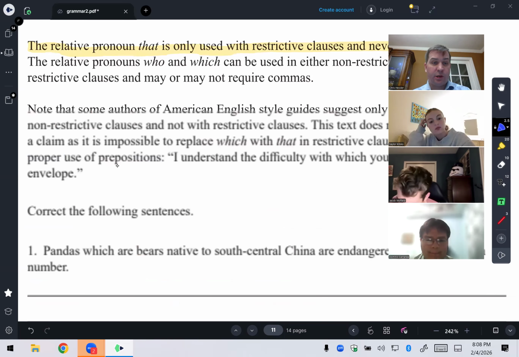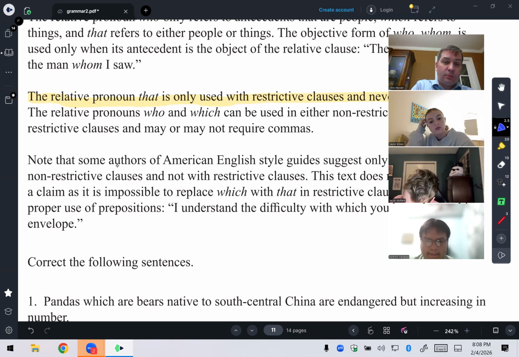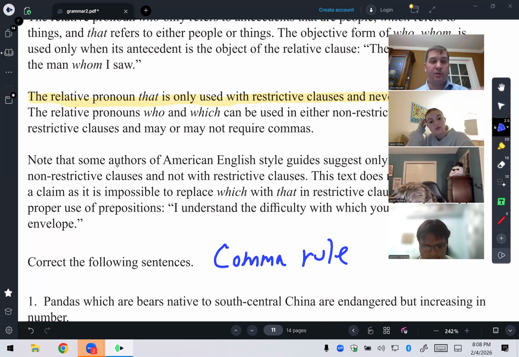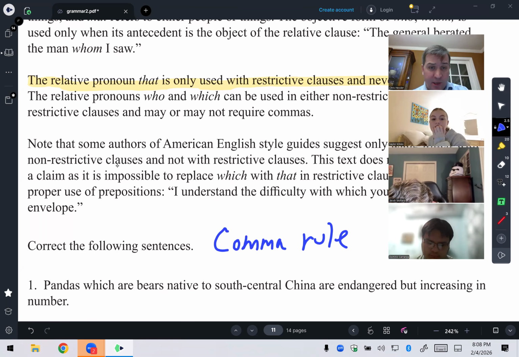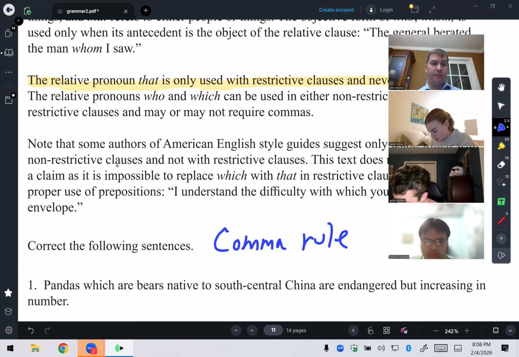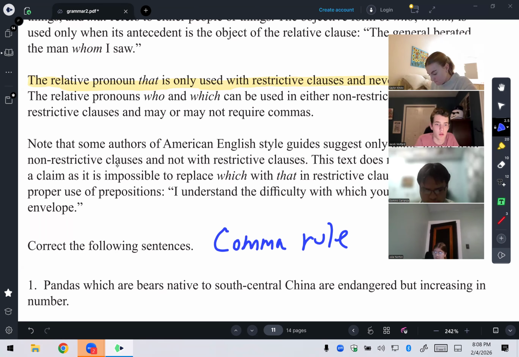Okay, this is just a comma rule. It's always funny when I explain something and it's a huge explanation for this tiny little comma rule. Pandas, which are bears native to South Central China, are endangered but increasing in number. Do I need commas? Where do they go? What do you guys think? Anybody? We'll be done on time, I promise.